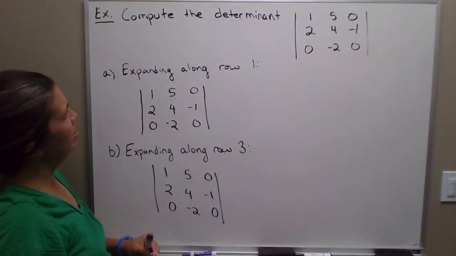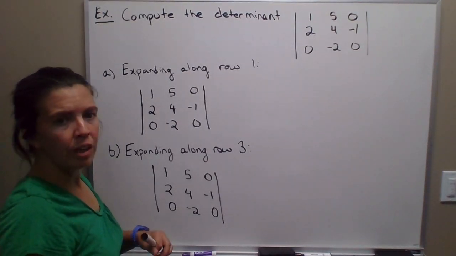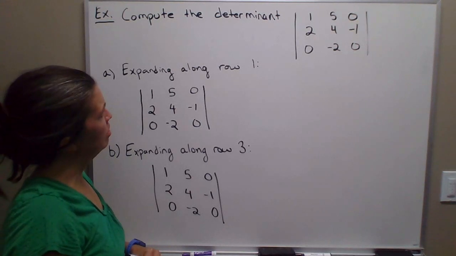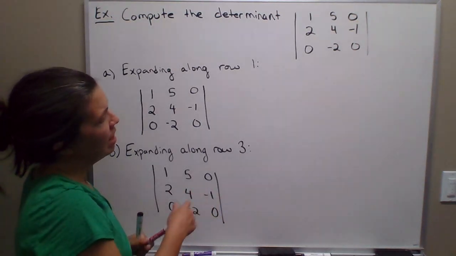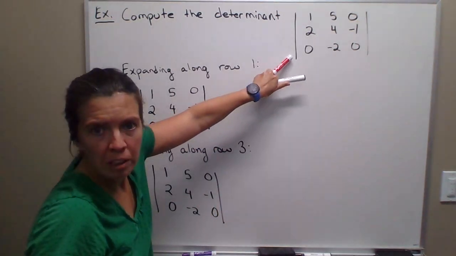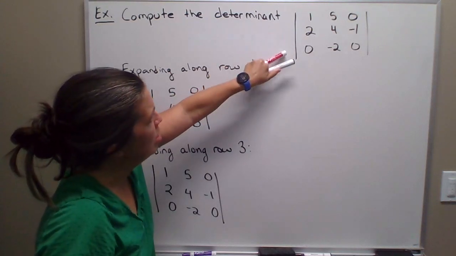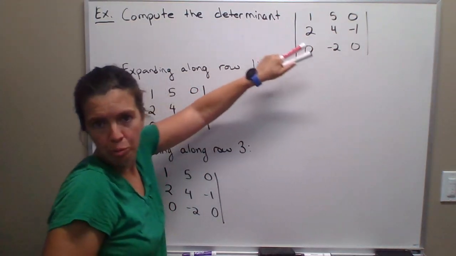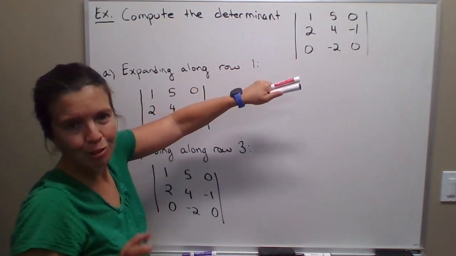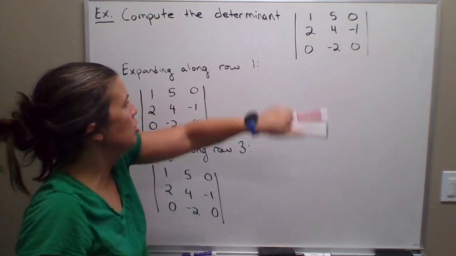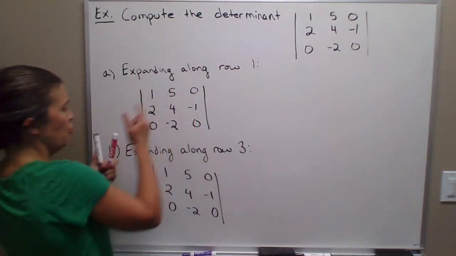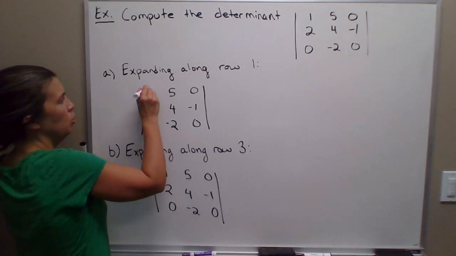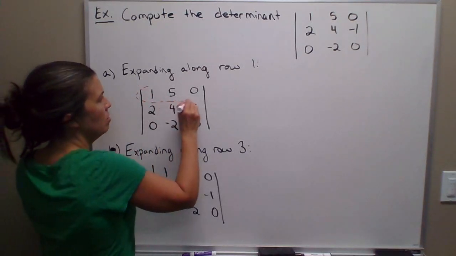So now we can practice computing determinants using a couple of different row expansions. The task here is to compute the determinant of this matrix. Notice the notation here. We use these vertical bars, like absolute value bars, to denote the determinant of a matrix. So first, we're going to expand along row 1.